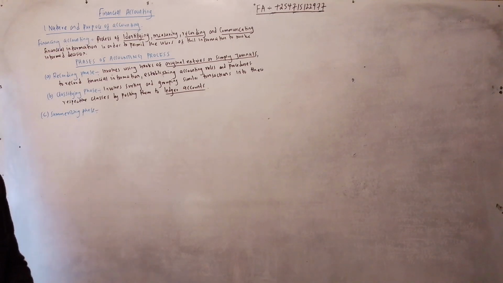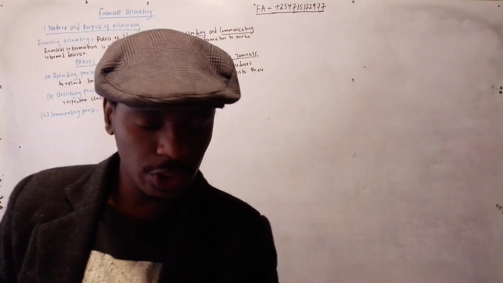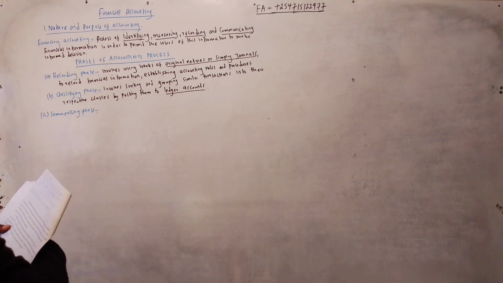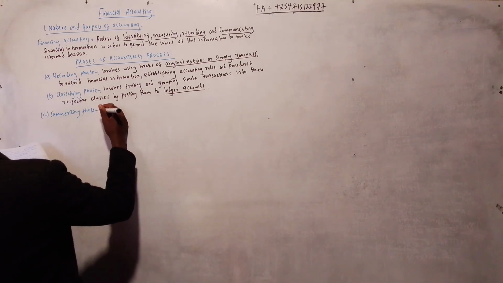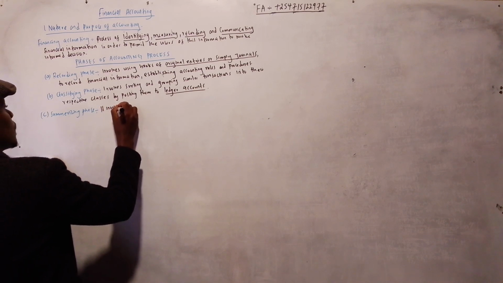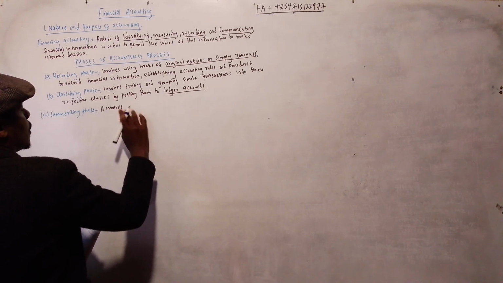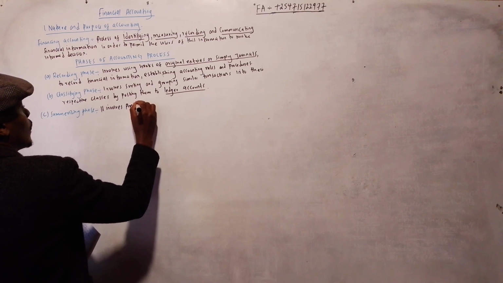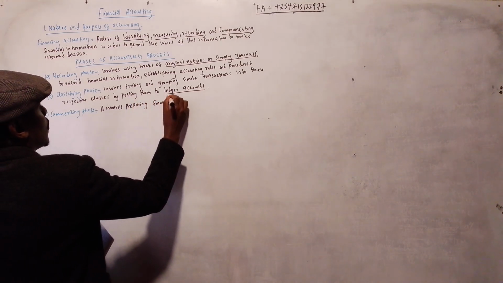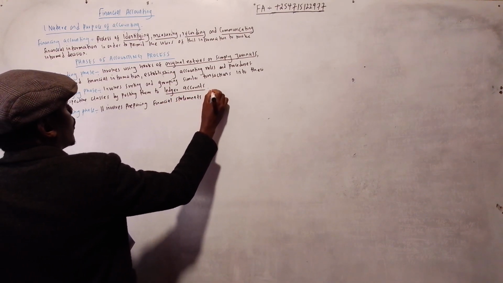Summarizing phase, and we say, so it involves preparing the final statement or the reports. So it involves coming up with the financial statement or the reports. So we can say it involves preparing a financial statement and reports.